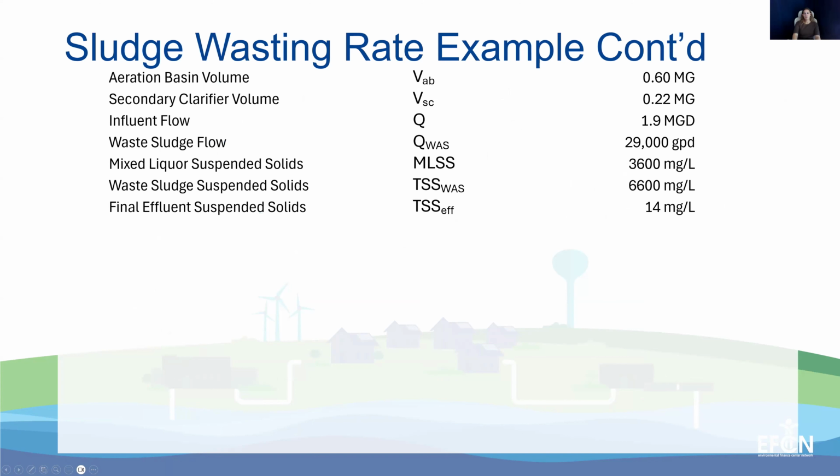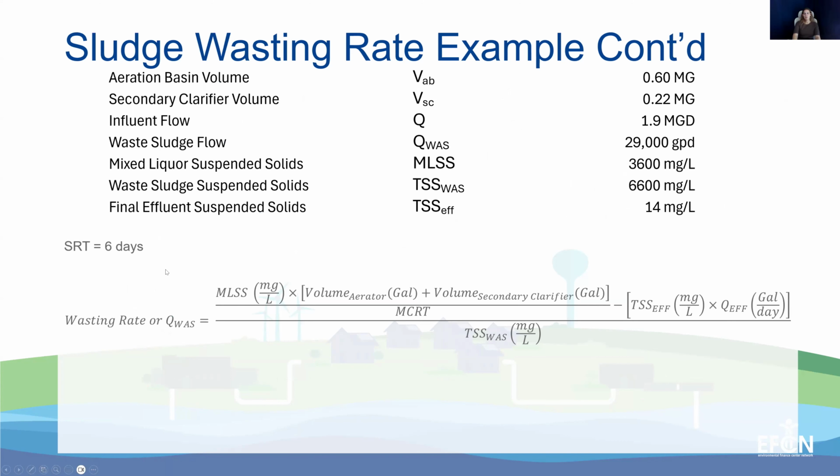If you remember our equation, we are given the SRT, so we can plug that in as our MCRT. Then we're able to plug the rest of these in as long as we convert to the right units. If we plug these all into our equation using MG, we would get 0.705 million gallons per day, or 70,500 gallons per day.